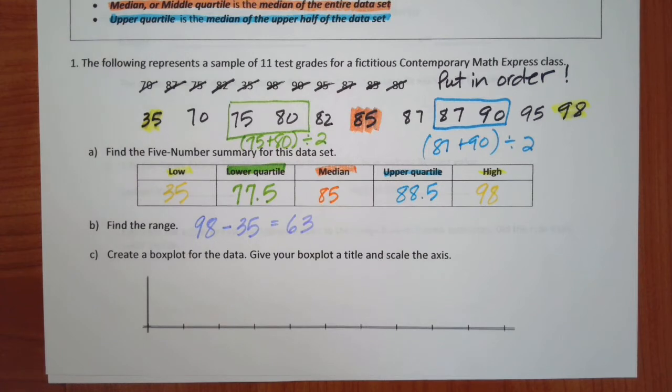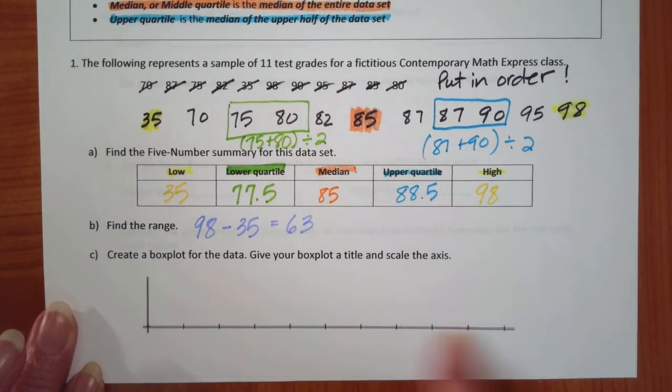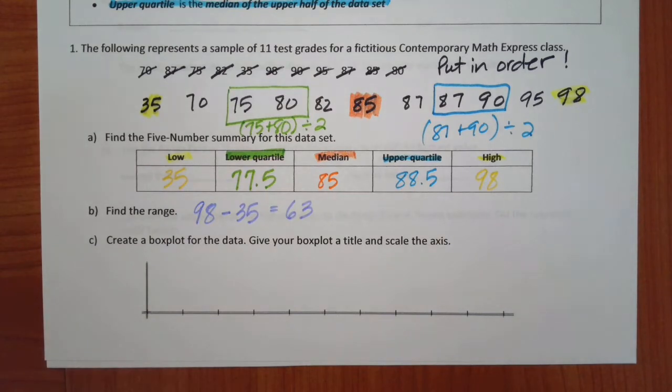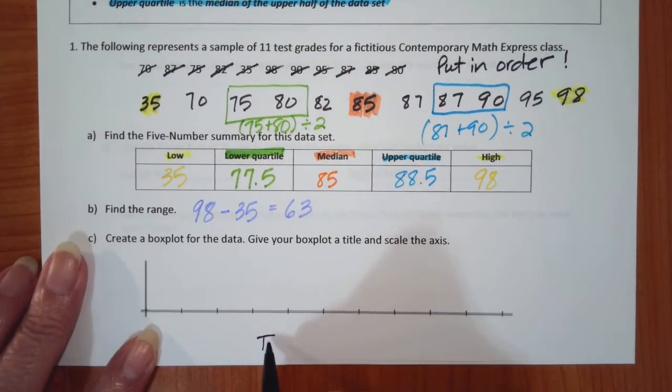Okay, all right, so now we're going to create our own box plot. Now, our box plot does not have a vertical axis. It only has a horizontal axis. So these are going to be my test grades.